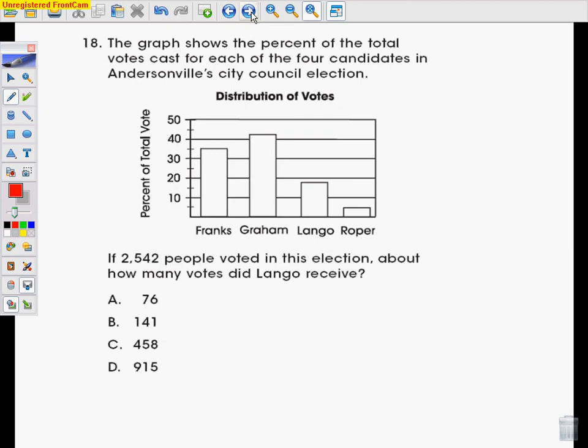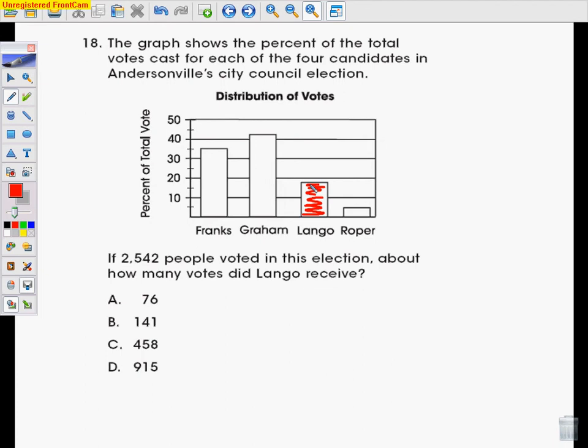All right, great. Number 18, the graph shows the percent of the total votes cast for each of the 4 candidates in Andersonville's city council election. If 2,542 people voted in this election, about how many votes did Lango receive? Well, let's look at Lango. Here's Lango's votes right here. All right, and this is the percentage that he got in the election.